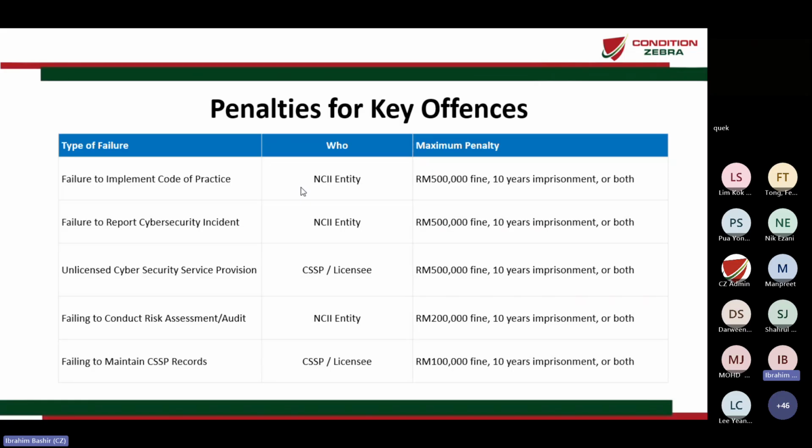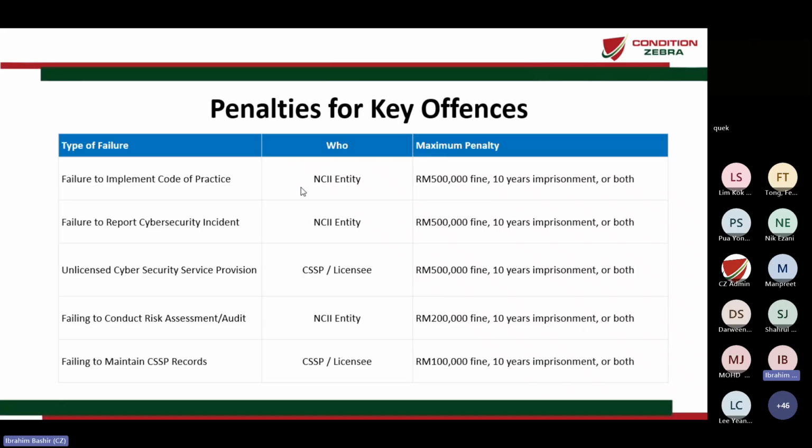Then unlicensed cybersecurity service provision. This applies to organizations like Condition Zebra, whereby we are providing cybersecurity services. I mentioned in the past, there was no regulation in Malaysia. There was no regulator for this. But now the law is very clear. Anyone providing cybersecurity services in Malaysia needs to have a license from NACSA. If anyone is providing these services without the license from NACSA, they are liable to a fine of 500,000 ringgit or 10 years in prison, or both.